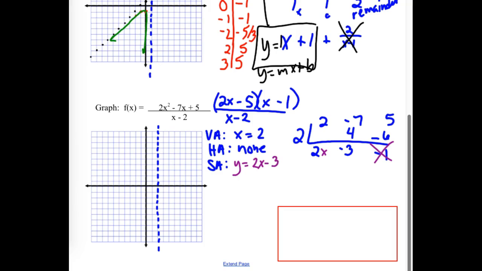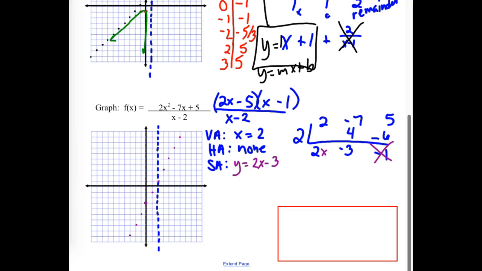Okay. So to graph that, we would have to start at negative 3 for my y-intercept and do a slope of 2, up 2 over 1. Okay, so there's my slanted line that I'm going to be approaching.